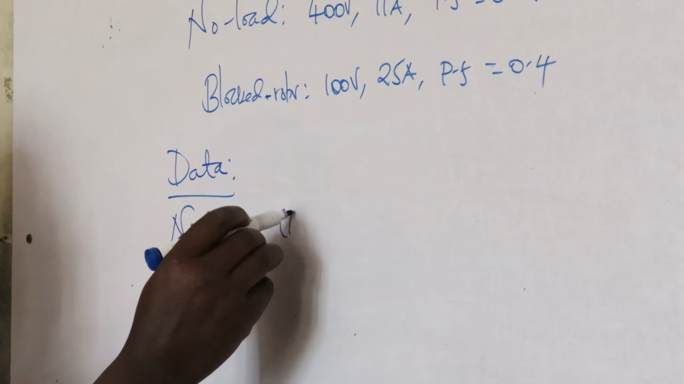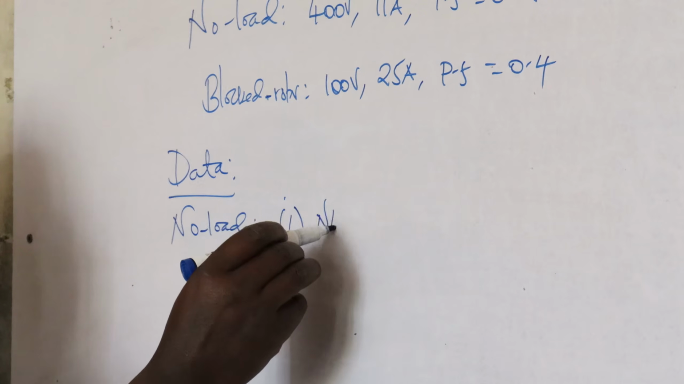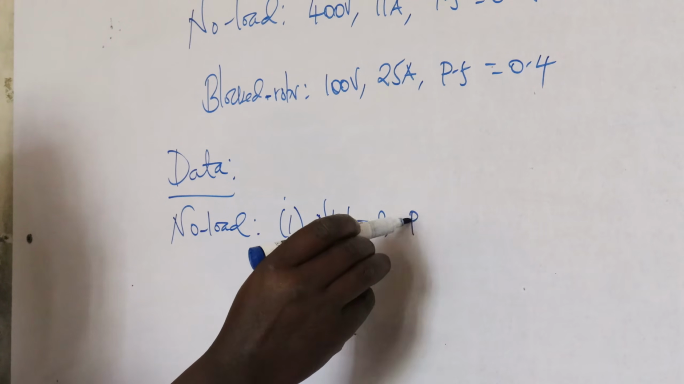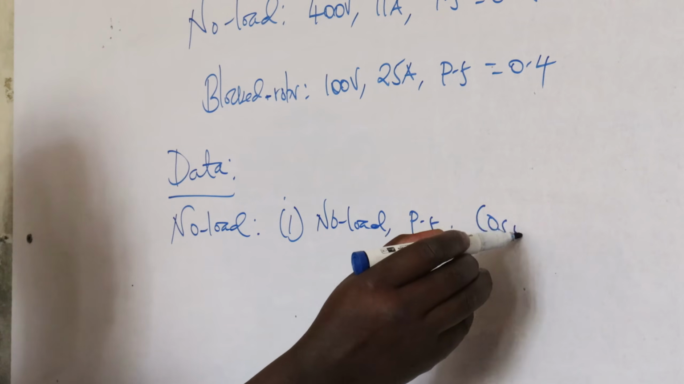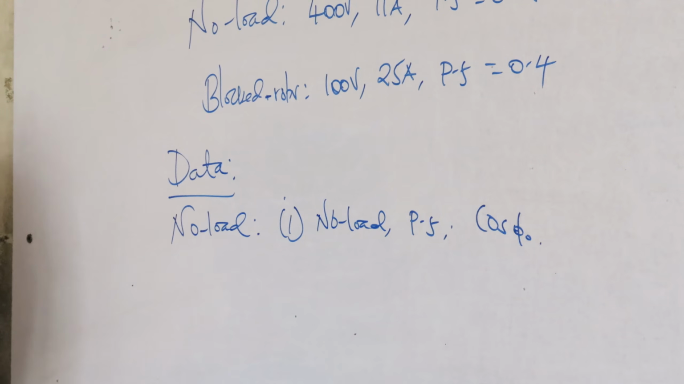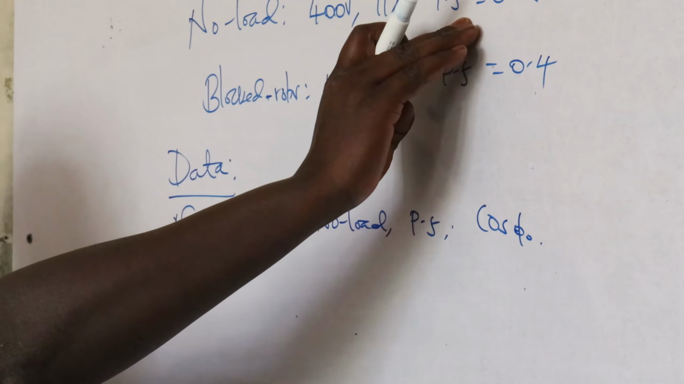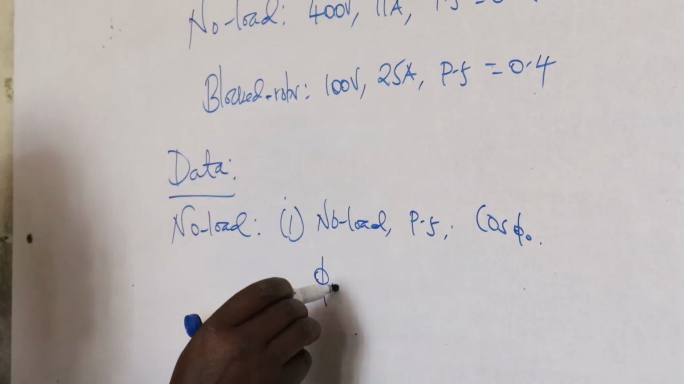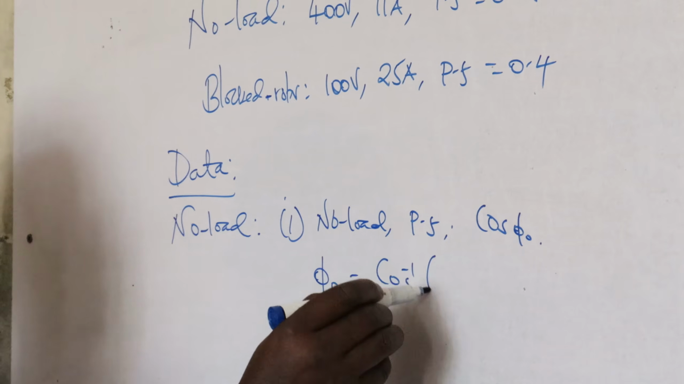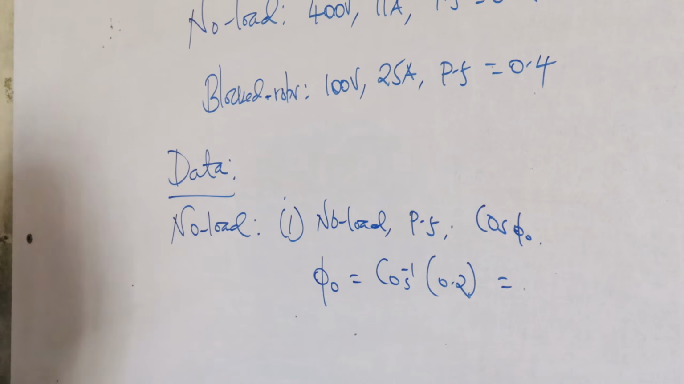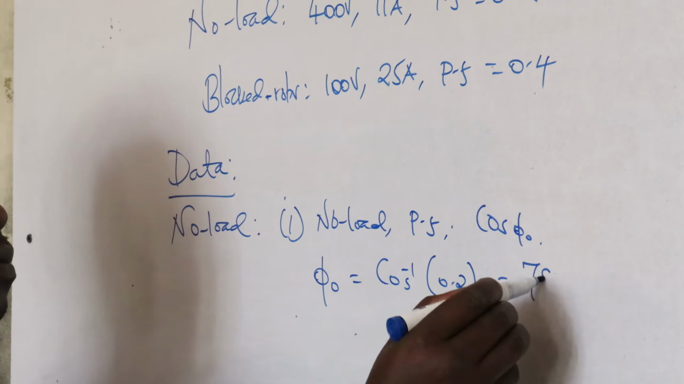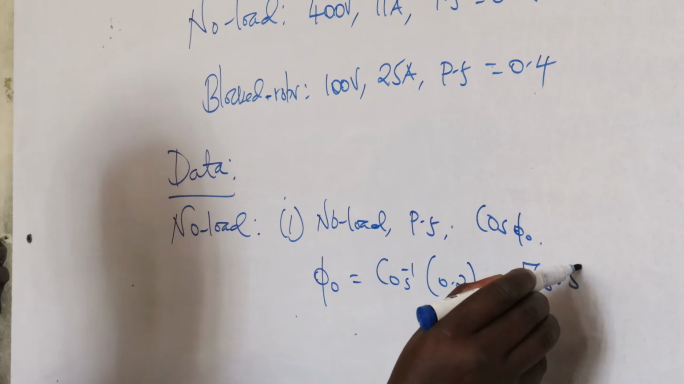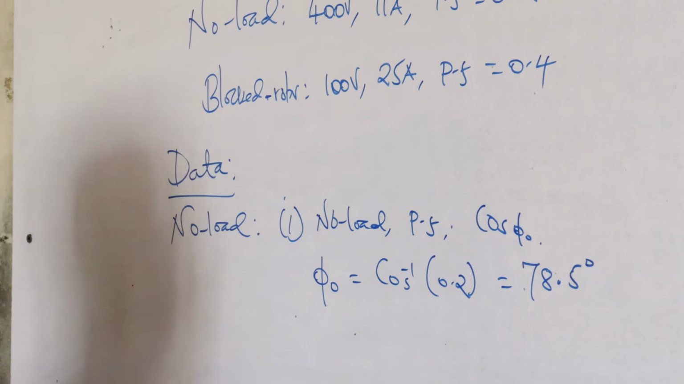For the no load, the first thing we get is the no load PF, which is cos phi naught. The power factor is 0.2, so we need to change that into degrees: phi naught is equal to cos inverse of 0.2, and we'll have the power factor in degrees.